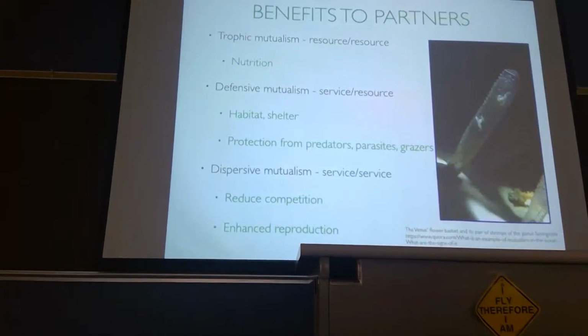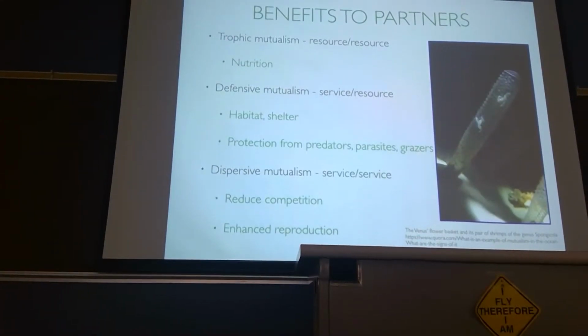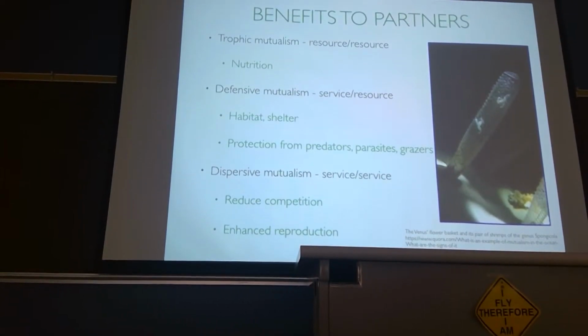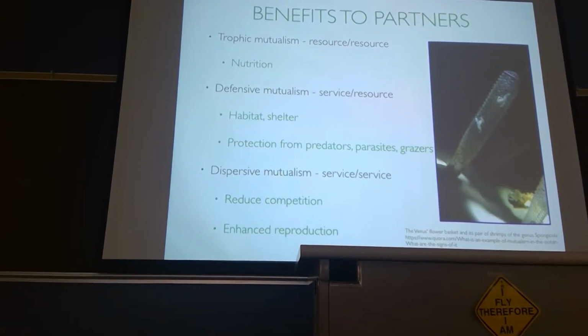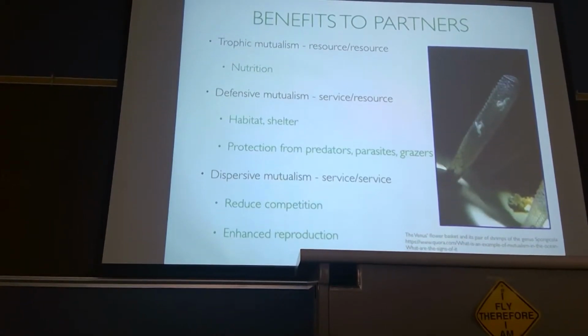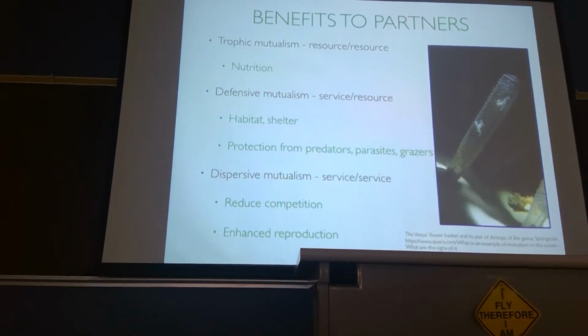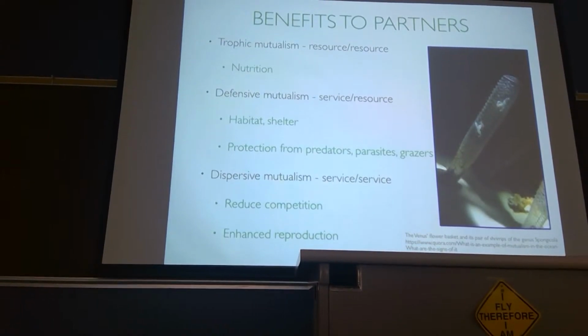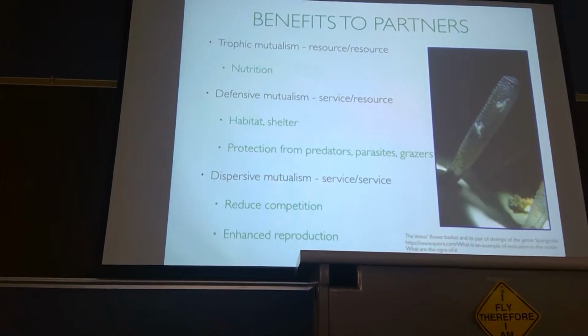Okay, all right. So in these benefits to partners, we laid out at the end of class on Thursday that there were these three different categories of mutualistic relationships that, functionally, we could define. And we'll talk about some examples of each of these. The trophic mutualism, where both individuals get a resource out of the process, and most often these are nutritional resources.